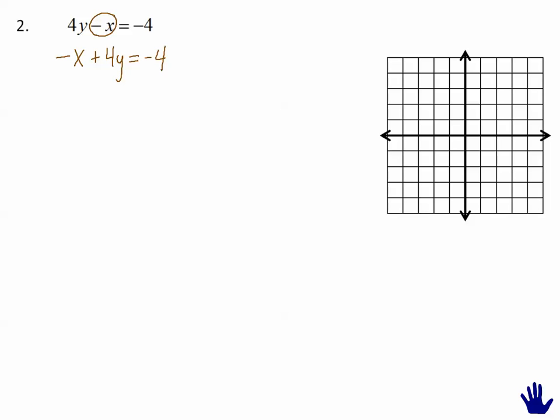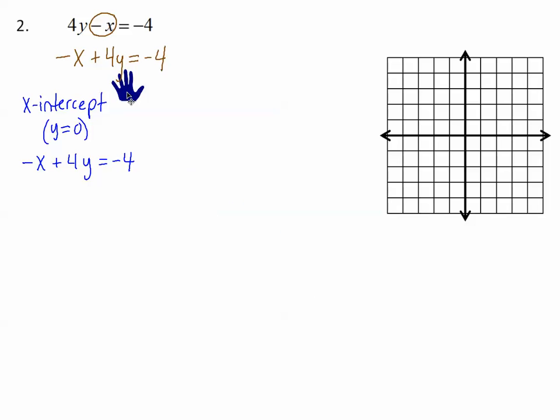Let's begin by finding the x-intercept. There will be 1 when it's a line. The x-intercept, remember, is where the y is 0. So I'll take my equation, negative x plus 4y equals negative 4. And because the y is 0, I'm taking out that y term. The y is 0. So I will write negative x plus 0, because I'm taking out the y term, equals negative 4.